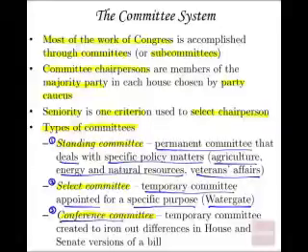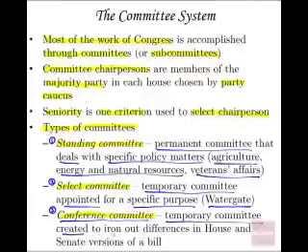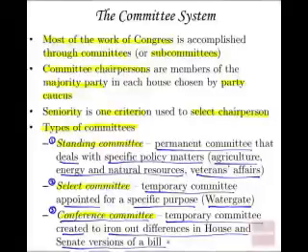Now, there's also a conference committee, and that's a temporary committee that's created to iron out differences in the House and Senate versions of the bill. So the House will pass a bill. The Senate can produce the exact same bill. It's theoretically possible, but chances are the House and Senate have different rules, and so they have different provisions, and they'll throw different things in there.